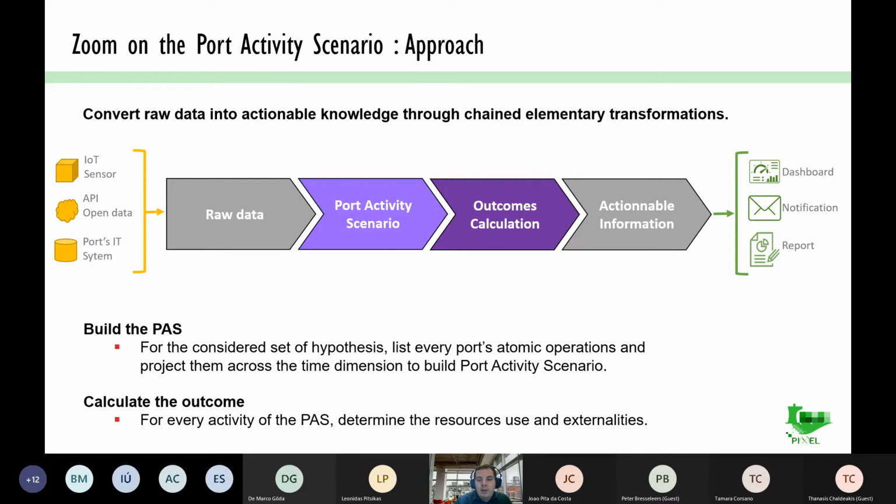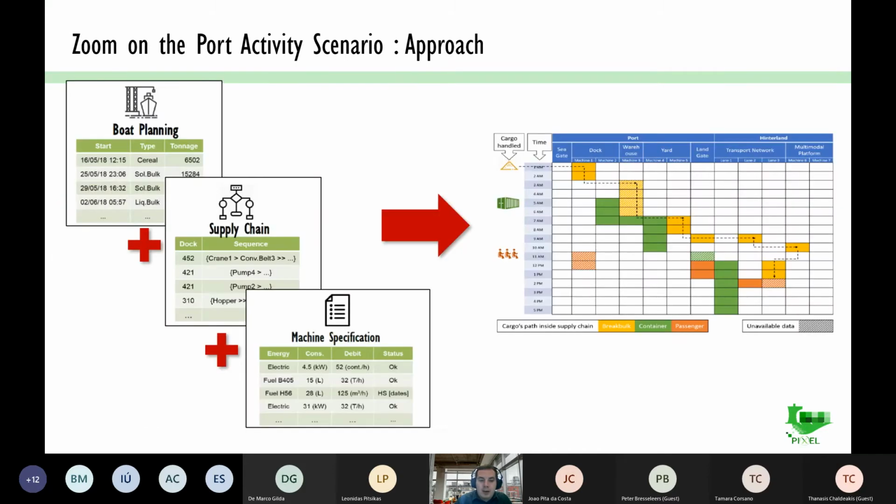So what we need to run this port activity scenario, basically we need two main inputs. The first main input is the vessel call list, and what we have done in Pixel is develop some automatic agents in order to retrieve this data. And we need the supply chain description of ports. For this supply chain description, we ask for the sequence of the supply chain, and also for the description of the machine specification. And the model gives results as displayed on the right of the slide, and it gives you the list of activities that will happen in the ports.